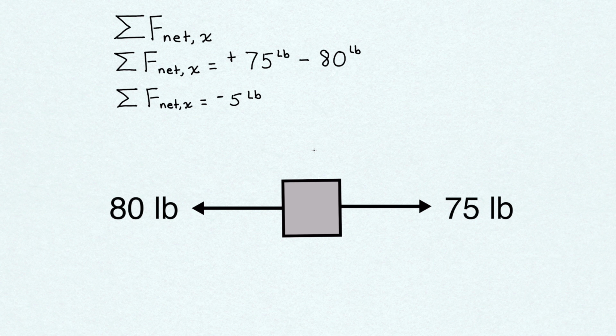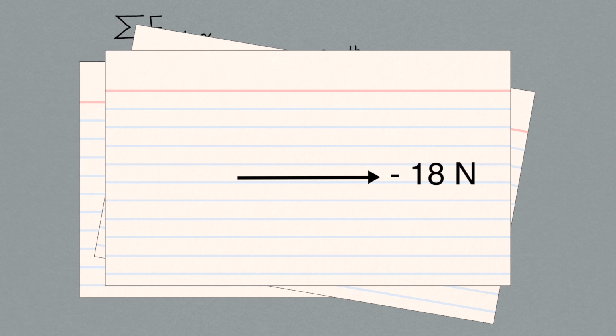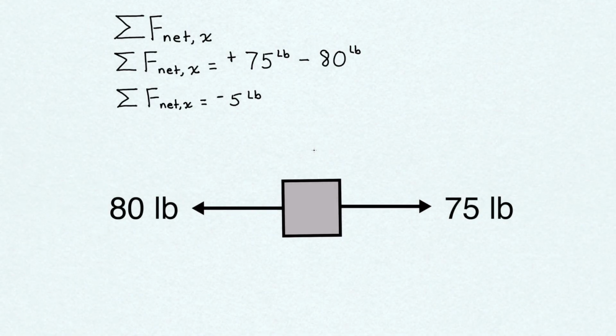But in all seriousness, like I was saying before, you don't really have to worry about whether it's positive or negative. This is because a negative force in one direction is the same thing as a positive force in the opposite direction. So for example, negative 18 newtons of force in this direction is the same thing as positive 18 newtons in the other direction. So for the example we're working on, when the resultant force comes out to be negative 5 pounds of force, you don't really have to worry about whether it's positive or negative. Just understand that the net force, or the resultant force, is 5 pounds, and it is going in this direction.